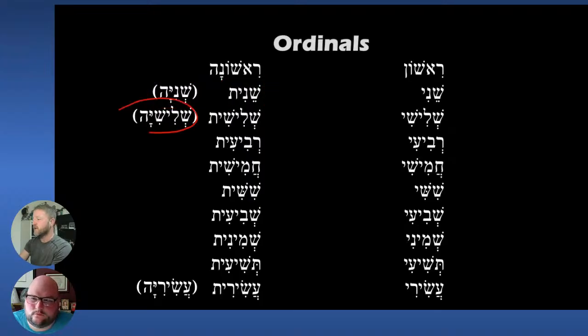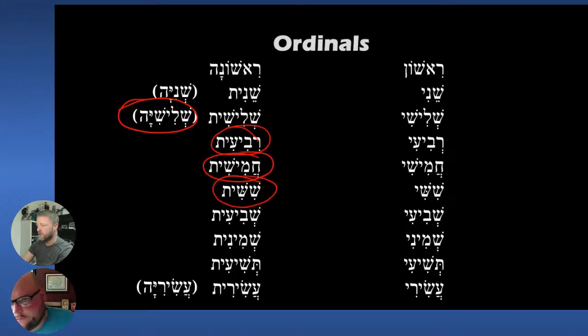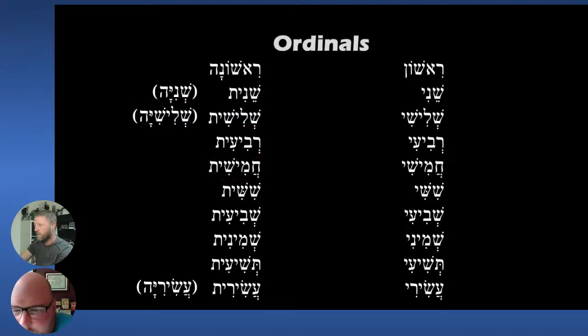Okay? Shlishiya we use in modern Hebrew for a 3-pack. Like you buy something in a 3-pack, it's a Shlishiya. And that applies to everything else too. Reviya, Chamishiya, Shishiya. Just 4 of something. And that's as far as we go, a 6-pack. We don't go 7-pack, 8-pack, 9-pack. That doesn't work. So we do say Shishiya is a 6-pack of beer, a 6-pack of water, whatever.